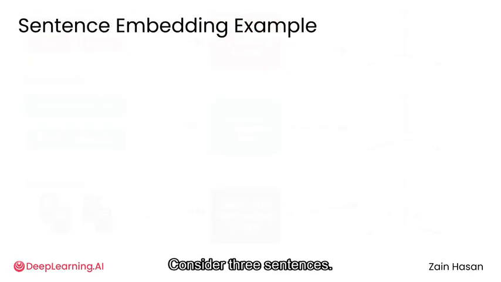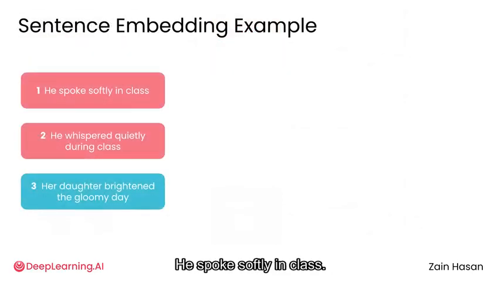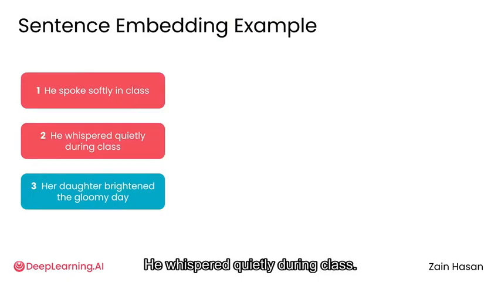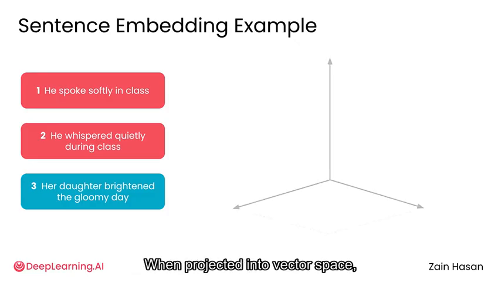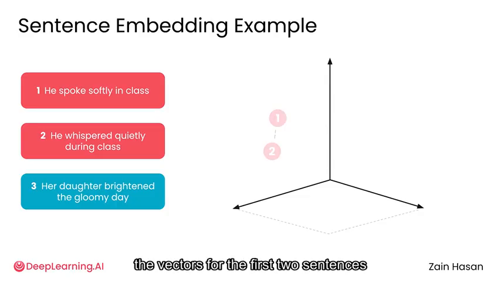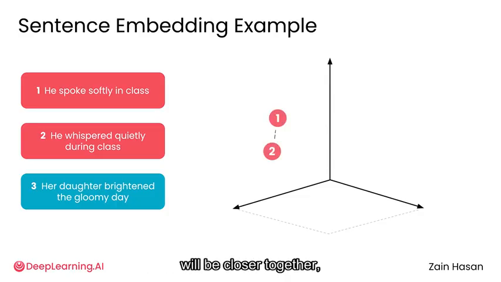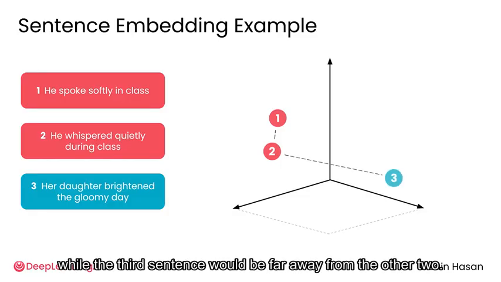Consider 3 sentences. He spoke softly in class. He whispered quietly during class. Her daughter brightened the gloomy day. When projected into vector space, the vectors for the first 2 sentences will be closer together, while the third sentence would be far away from the other 2.